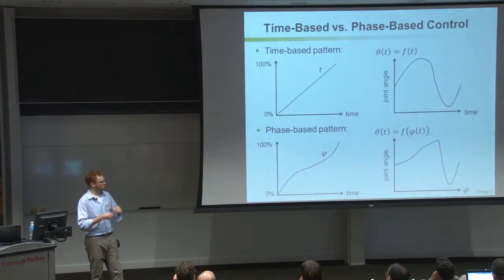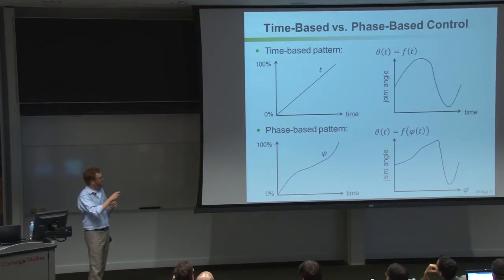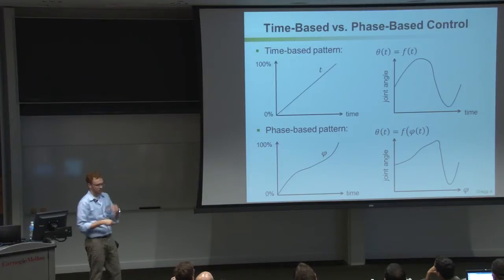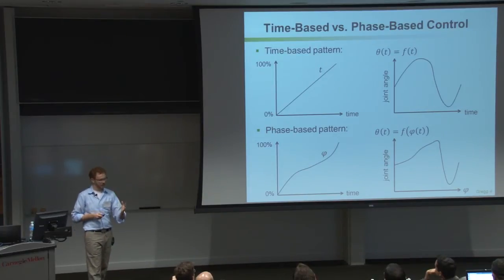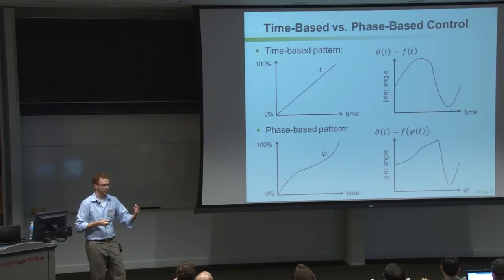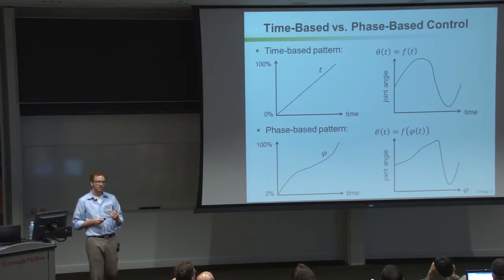And so just to clarify what I mean by a phase variable in pattern generation, if you look at first a time-based pattern, you have time that evolves in a strictly linear fashion. It has a constant rate of evolution. And so you can tell by looking at time whether you're at 0% or 100% in the pattern. And then you can define your central pattern here as a function of time.